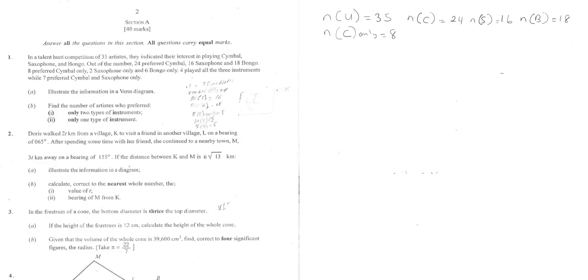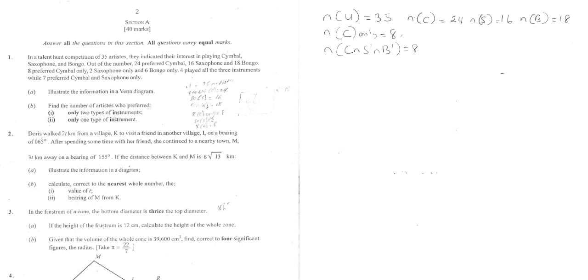But there's a better way of doing it if you want to write it in set notation. You can actually write it as n(C ∩ S' ∩ B'), which is the same thing as 8. So you can write it like this, or you can write it like this, depends on you, but this is the most appropriate way of doing it. So this and this mean the same thing.